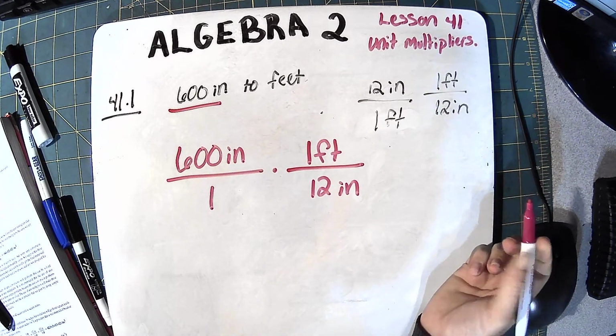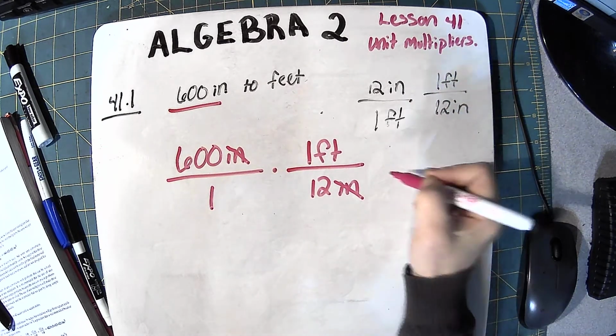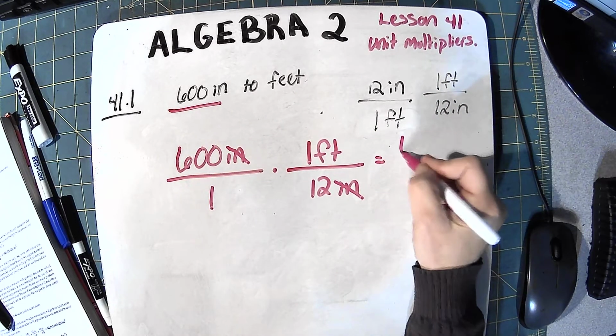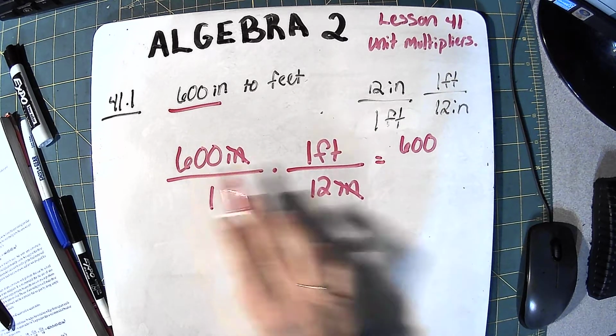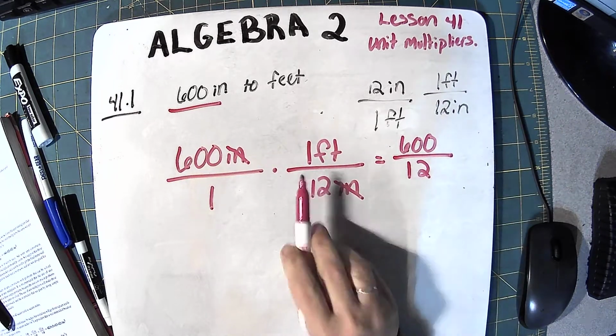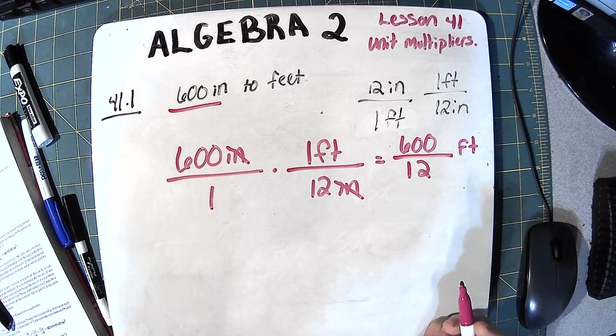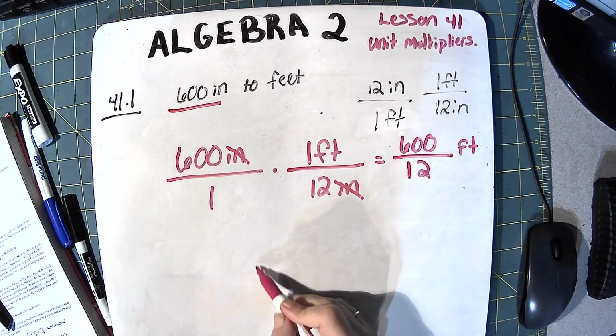And the reason we want to do that is because now we can cancel our units and we don't have any inches left, all we have is feet. So we're going to get 600 times 1 is 600 over 12, and the only unit we have left is feet. Now if we divided that out, 12 times 5 is 60.